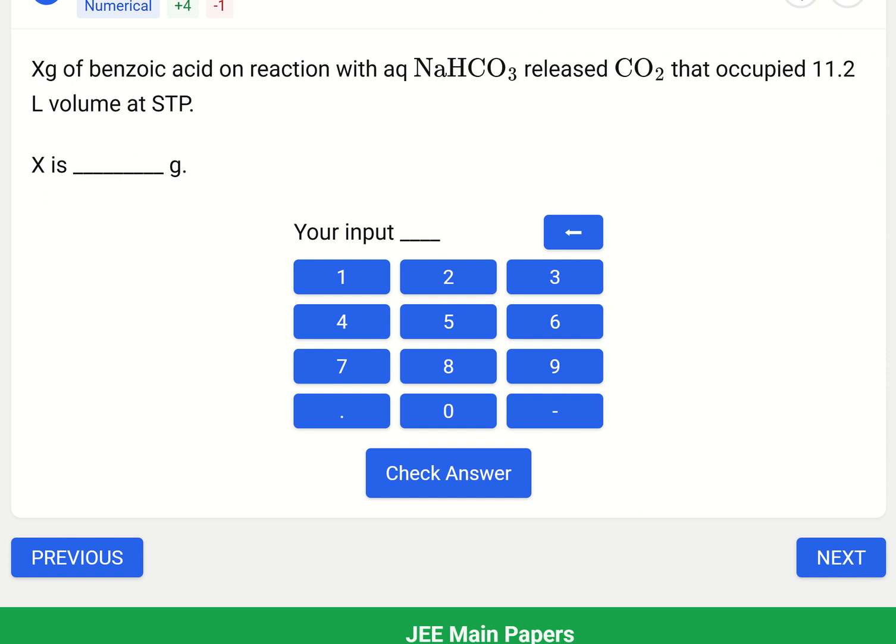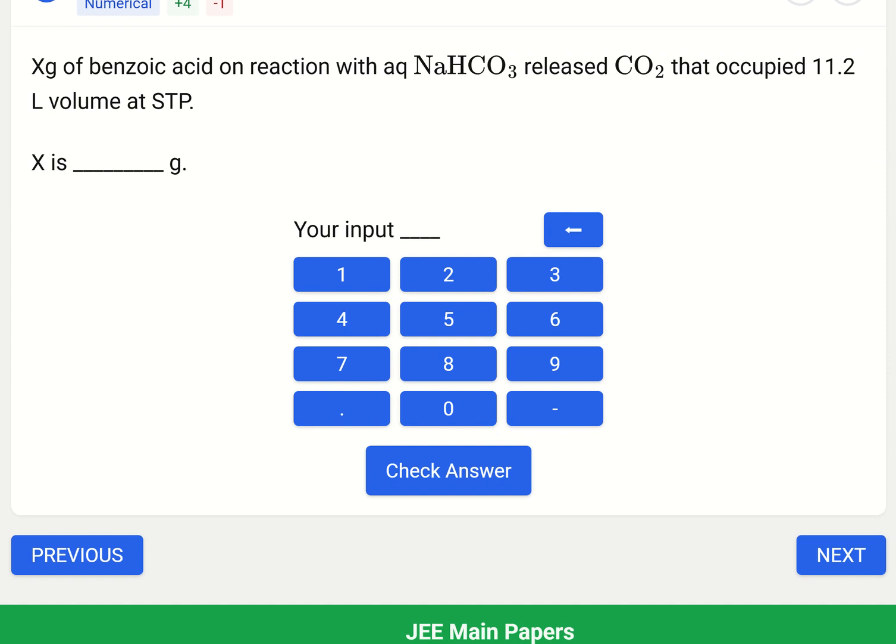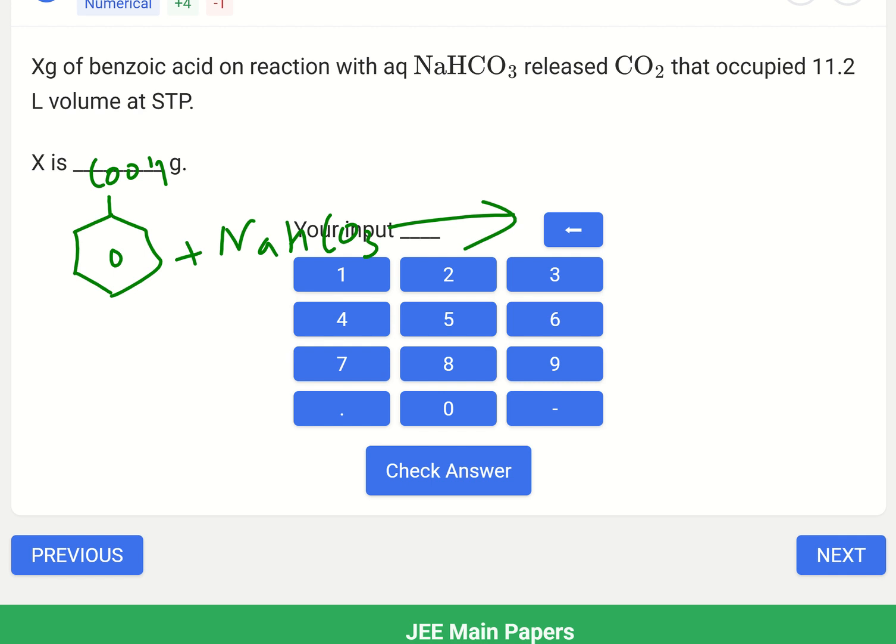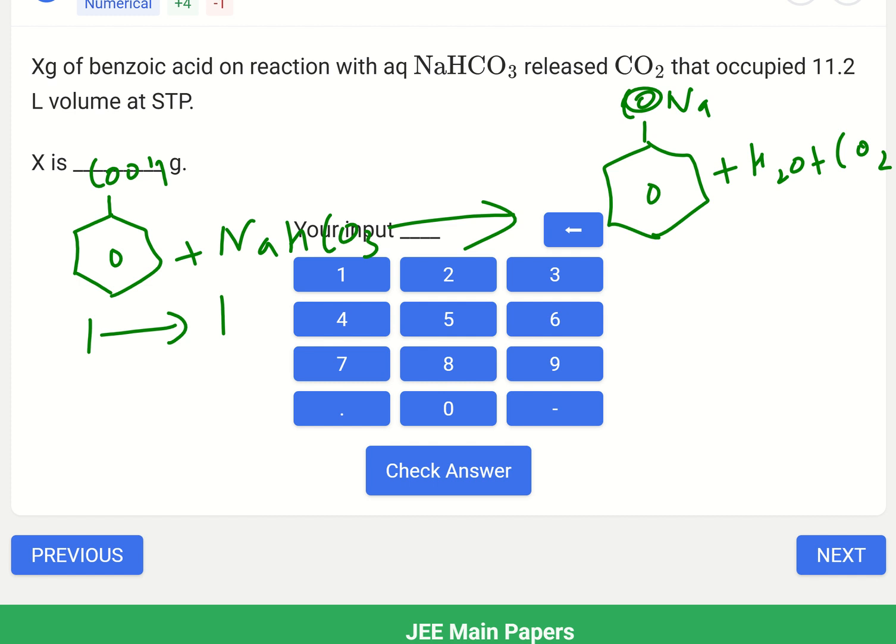So next question, the second last question of this video. X gram of benzoic acid on reaction with aqueous NaHCO3 releases CO2 that occupied 11.2 liter at STP. Okay, again a stoichiometric problem. So what is benzoic acid? If you remember this reaction, the acidity order. It gives the sodium salt plus H2O plus CO2, which means 1 mole gives 1 mole, and X mole gives 0.5 mole. So X is equal to 0.5.